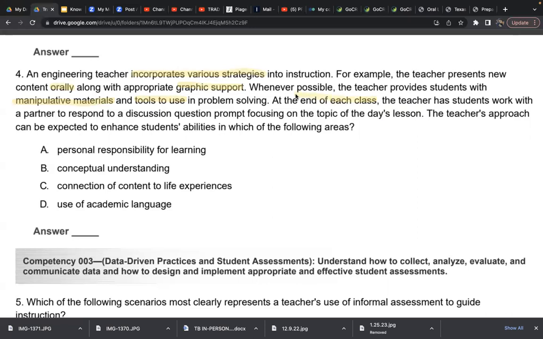At the end of each class, the teacher has students work with partners. They respond to discussion question prompts focusing on the topic of the day's lesson. So they have a question that they respond to. This is one of my favorite things to do because it's a great way of extending wait time. You give them the poignant discussion question and they write down the response. And then you say, okay, turn to your partner, think, pair, share.